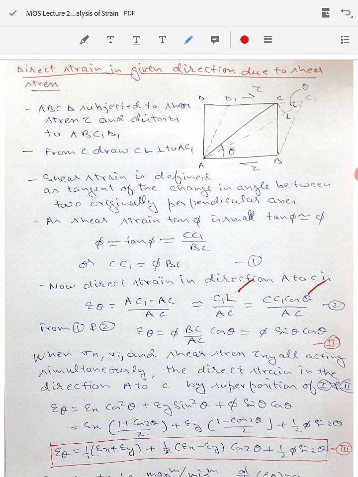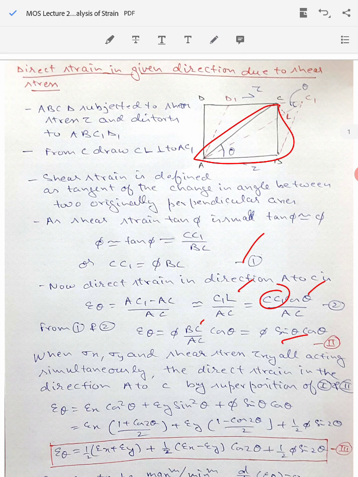From here we know that CC1 can be written from equation 1 as phi times BC. So you substitute phi times BC here, and BC by AC, that means from this triangle ABC, BC by AC is nothing but sin theta.